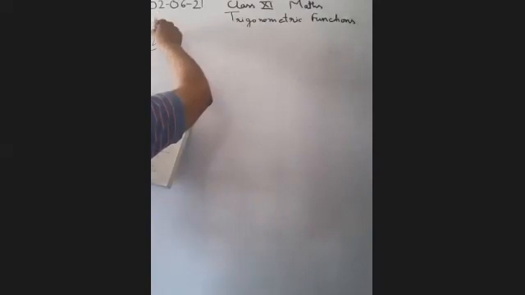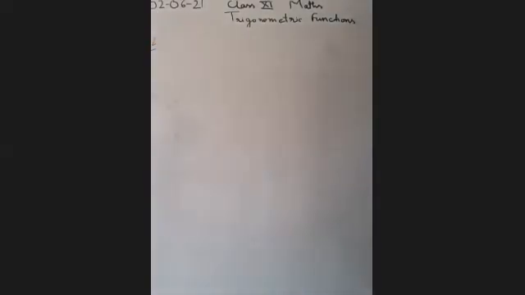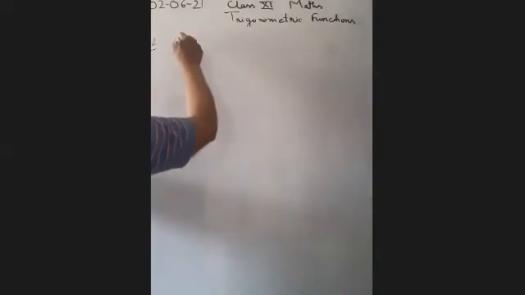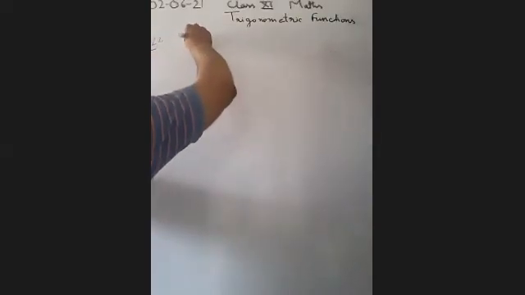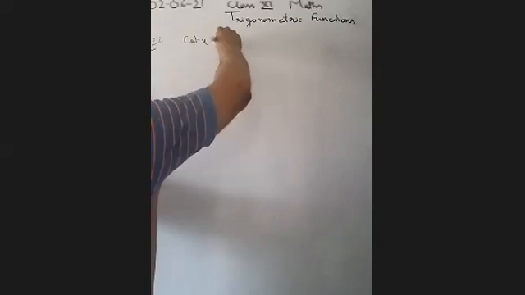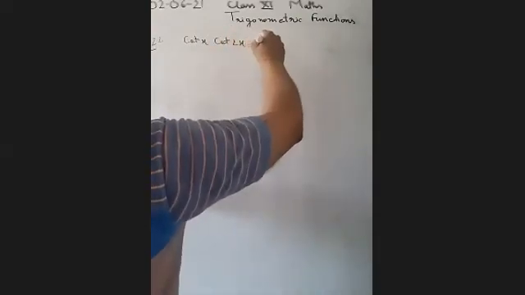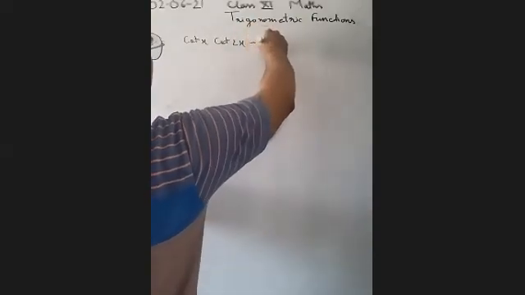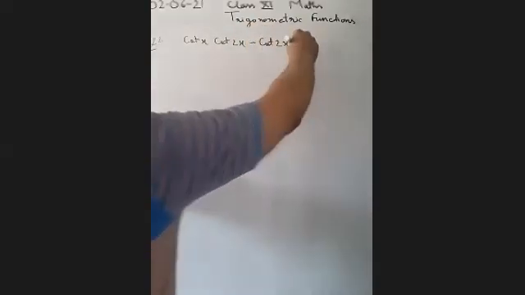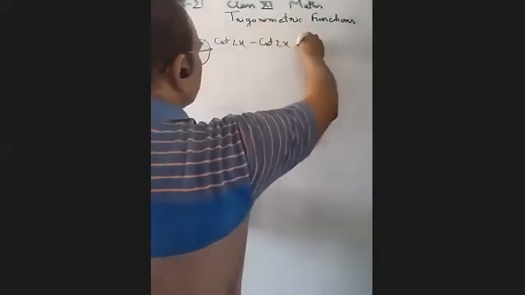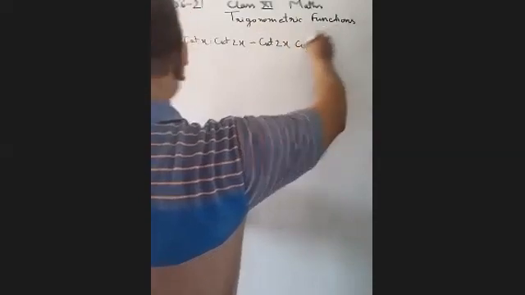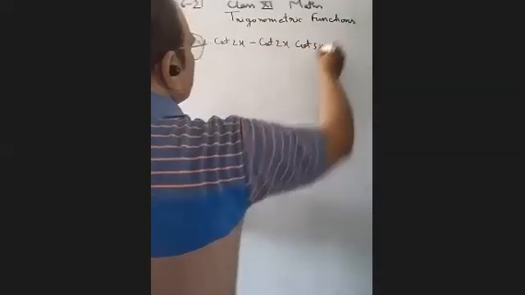Question number 22. Cot x, cot 2x, cot x, cot 2x minus cot 2x, cot 3x equal to 1. This we have to prove. All terms are in cot form.